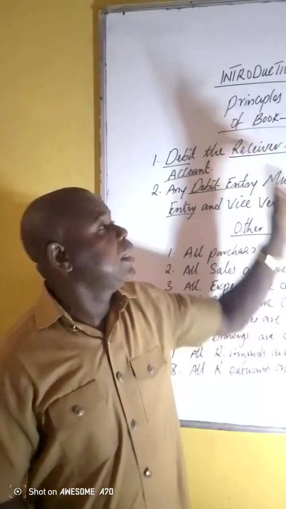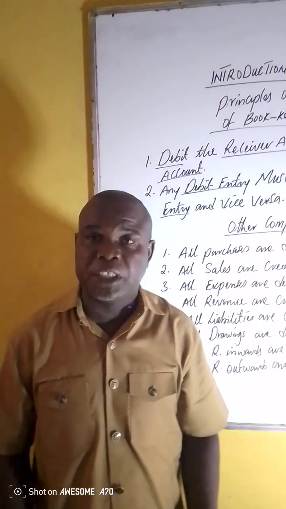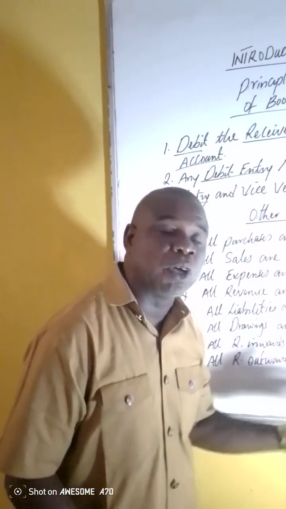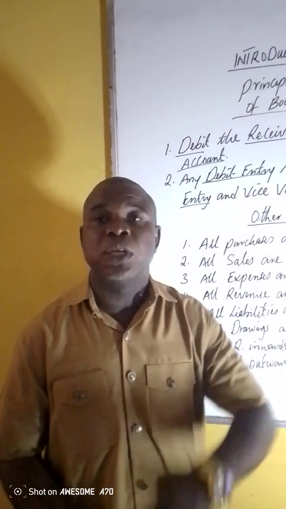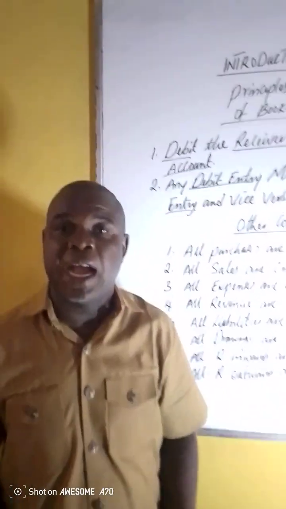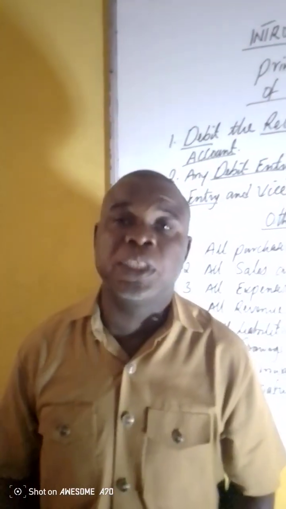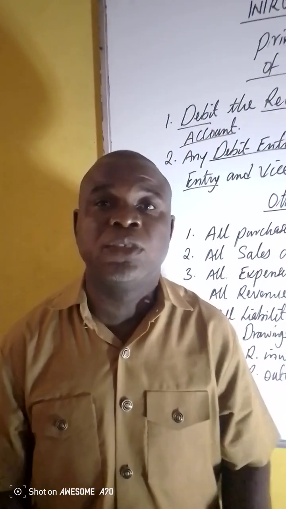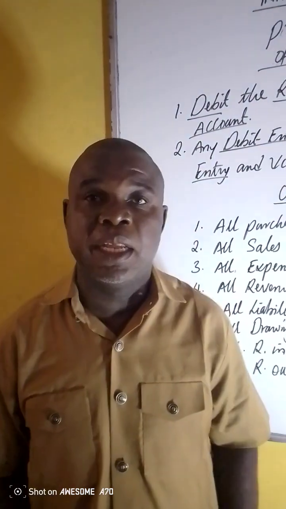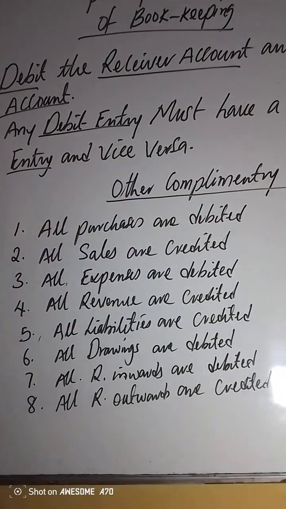So today, this is not the concern, but I'm going to give you other complementary principles that are used to post transactions into ledger accounts, because most learners find it difficult to understand the receiver account and the giver account. That is why I am introducing other complementary principles that will help you post transactions into ledger accounts without any problem. Let's look at it. These are the principles. We now say all purchases are debited.